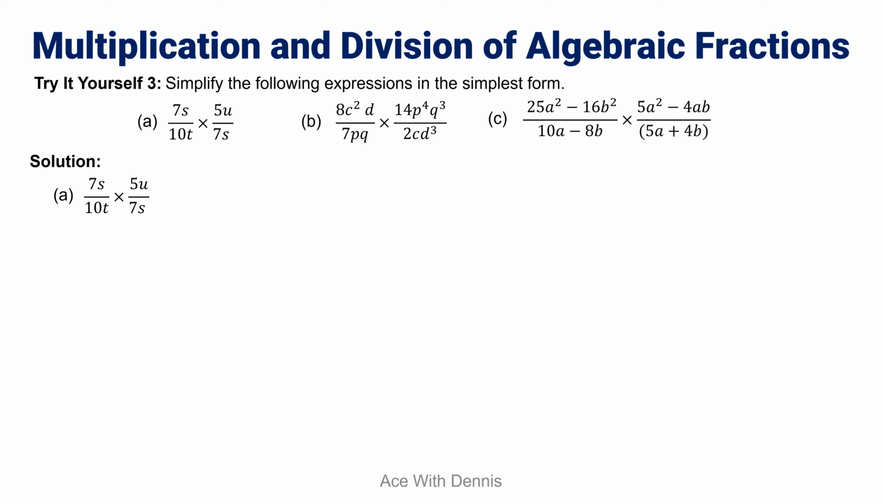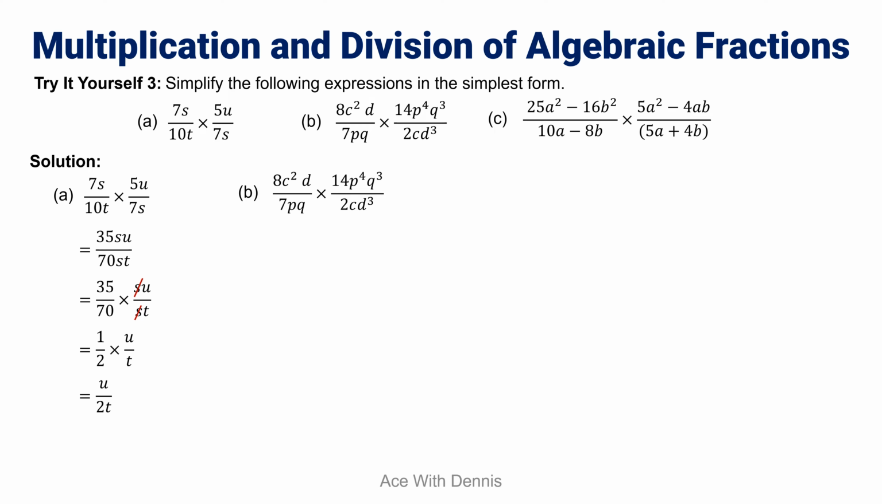Okay, here's the solution for A, 7s over 10t times 5u over 7s. We can just multiply the numerator with the numerator and the denominator with the denominator. We'll get 35su over 70st. Then we break it out, the number divided by the number and the unknowns, put them together. We have 35 over 70 times su over st. So s cancels with the s. 35 over 70 is 1 over 2, then times u over t. Combine them together, the answer becomes u over 2t.